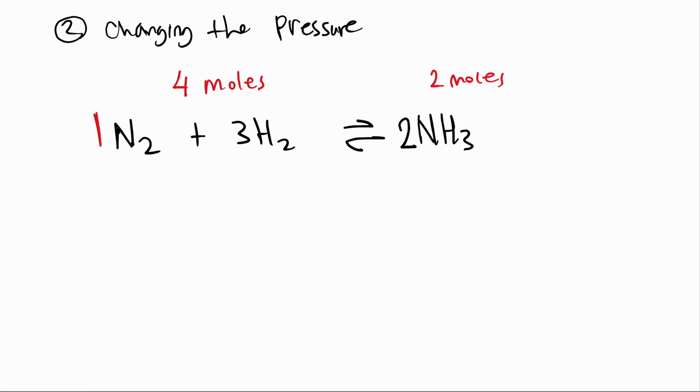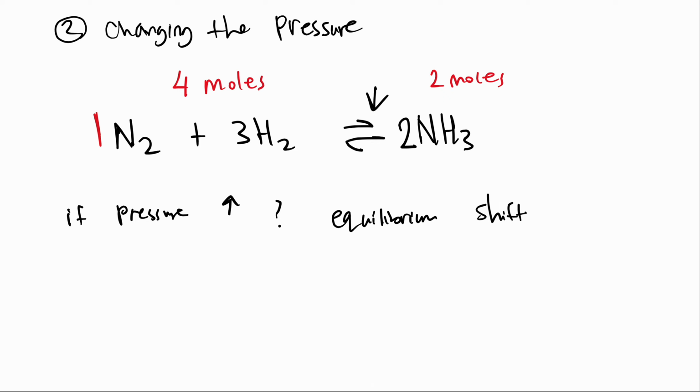Therefore, what would happen if pressure increases? If pressure goes up, what would happen? Equilibrium is going to shift towards the side with the fewer moles. And in this case, that's going to be the right side, right? So equilibrium is going to shift right. Equilibrium shifts right. What if pressure decreases?